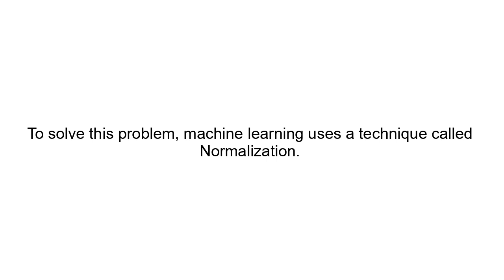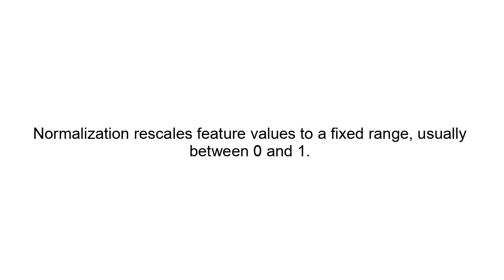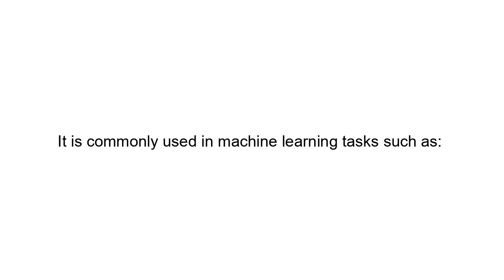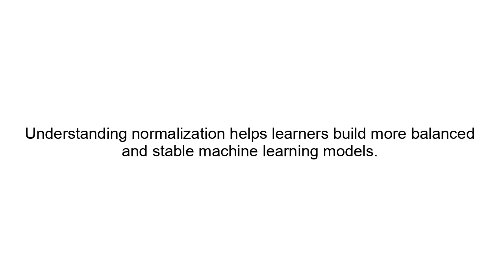Normalization rescales feature values to a fixed range, usually between 0 and 1. It is commonly used in machine learning tasks such as recommendation systems, image processing, neural networks, clustering algorithms, and distance-based models. Understanding normalization helps learners build more balanced and stable machine learning models.